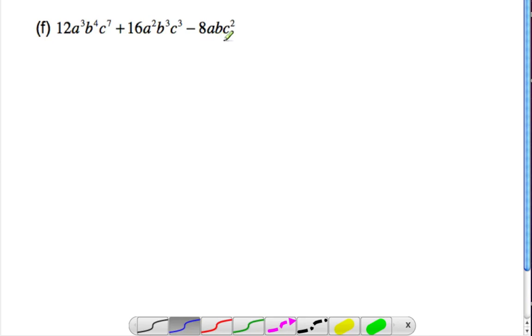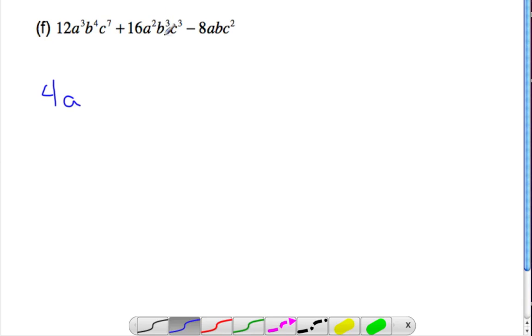All right, oh lordy, here we go. Lots of numbers and letters going on here. Let's look at the numbers first, shall we? In common here is going to be a 4. The letters, I have a's. I have 3a cubed, a squared, a. So a is the largest I can pull out and still have some left over.